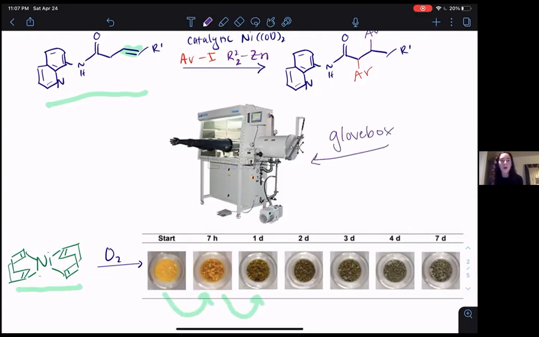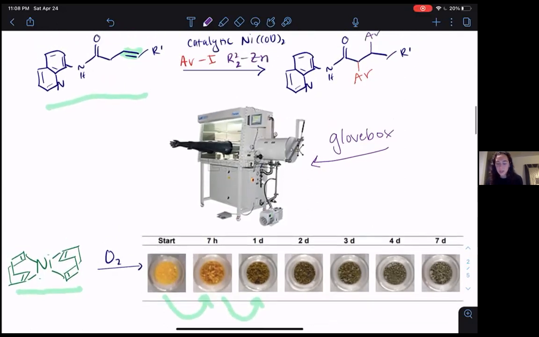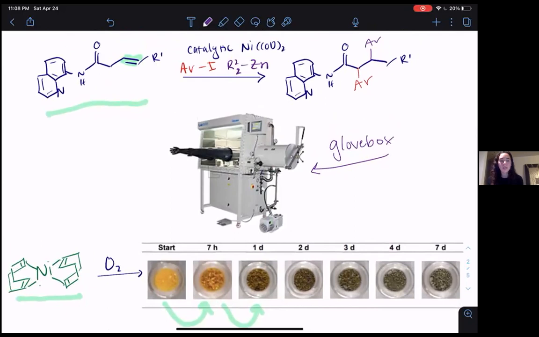This glove box has no oxygen in the atmosphere. So any compounds that are sensitive to oxygen can be stored there indefinitely. But as soon as you take them out, they go bad and you've wasted your catalyst. And so using nickel cod on large scale isn't possible. Some of the chemistry our lab develops, and a lot of labs develop, can't be used on a large scale because nickel cod is one of the most popular precatalysts to use.